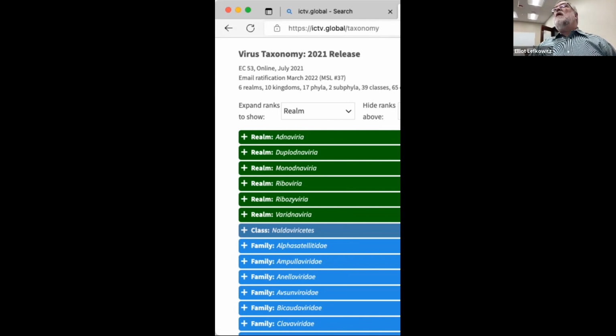Okay, so this is what I was talking about in terms of the taxonomy browser. The taxonomy browser provides access to the complete ICTV taxonomy. Given we have all of those seven ranks and sub-ranks, it can be hard to find what you're looking for. Let's say, for example, you wanted to see what the species related to monkeypox are. So you wanted to find monkeypox.